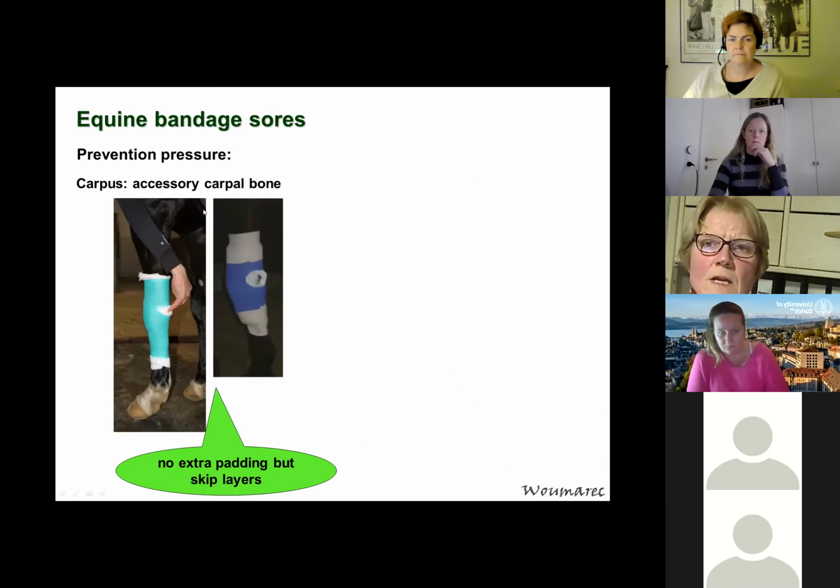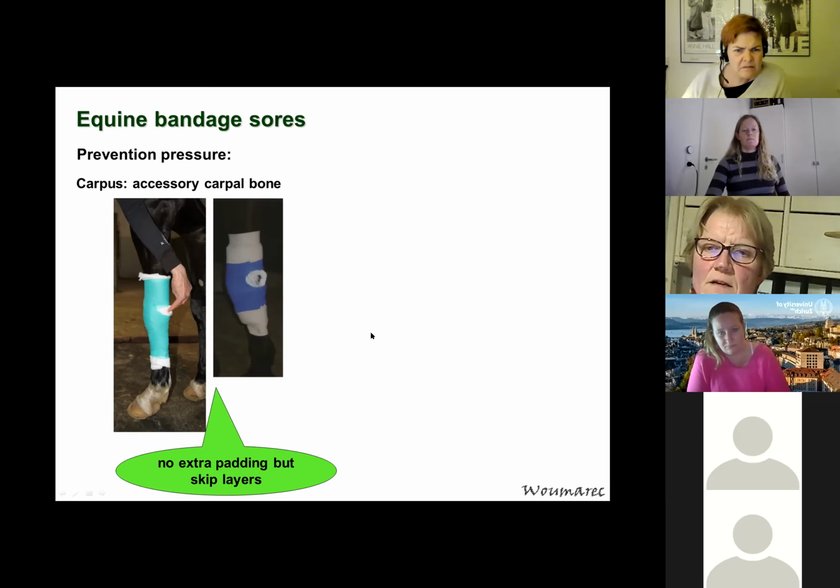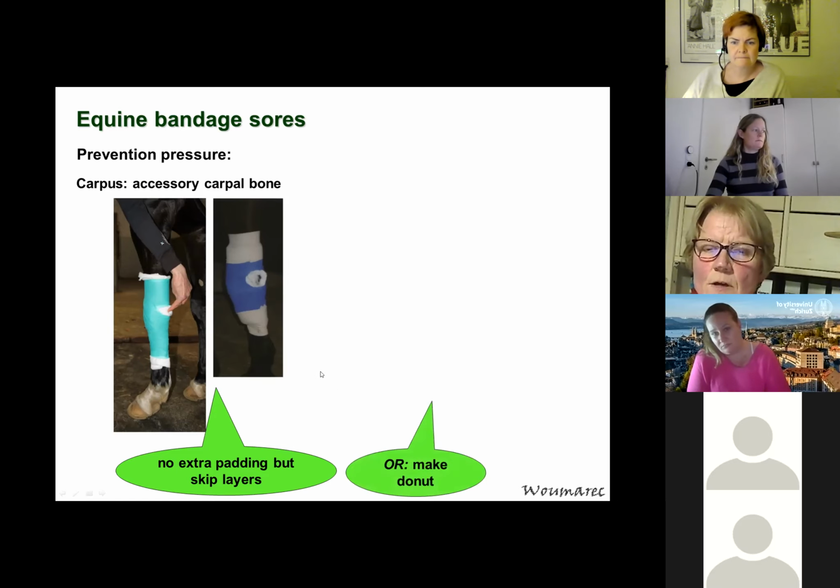So how can we relieve the pressure on the accessory carpal bone? That's by your bandaging technique. I will elaborate on that later on. So you apply the bandage in such a way that there is no elastic bandage on top of the accessory carpal bone. Or what some people do, they cut a hole in the bandage. Personally, I do not like it so much. I prefer this one. And another way to prevent pressure on the accessory carpal bone is to make a donut.